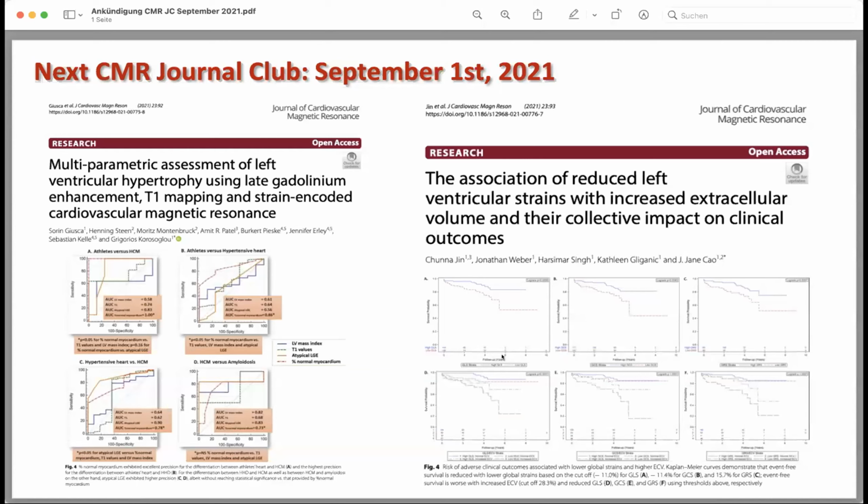So we have two recent JCMR papers. One is on strain, feature tracking strain, for differentiation of different forms of myocardial hypertrophy. And the other paper is on outcome prediction based on strain measurements. So both are very interesting papers, and I'm really looking forward to the presentations, and would be happy to welcome you all again. Okay, thank you very much, Bettina.